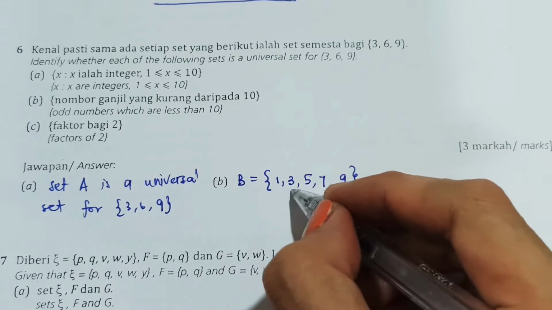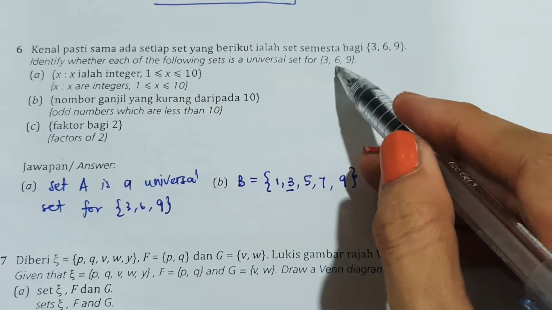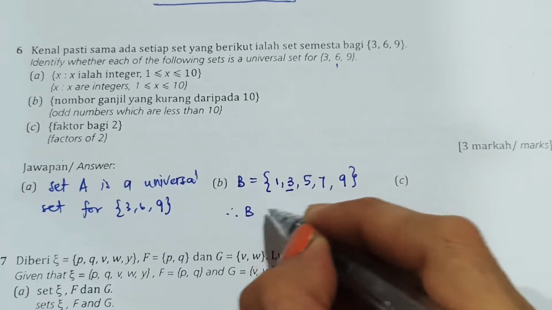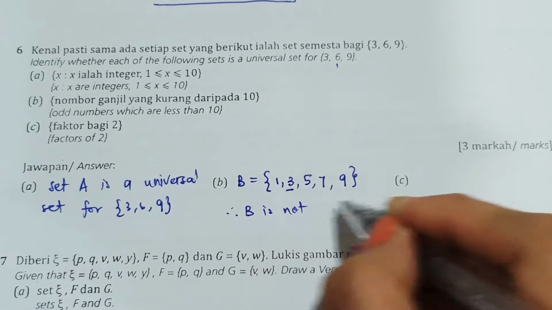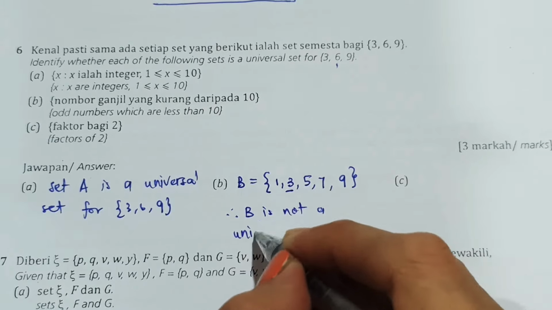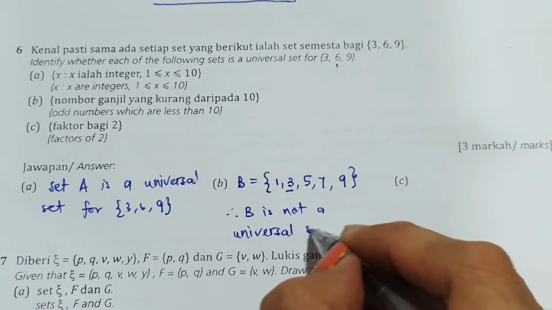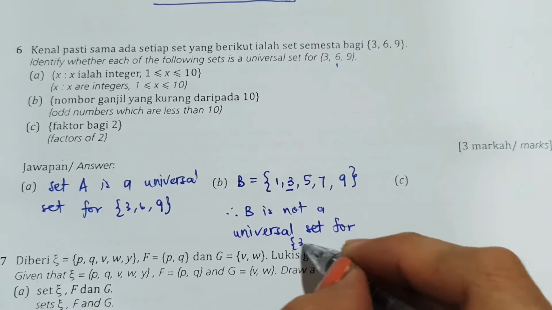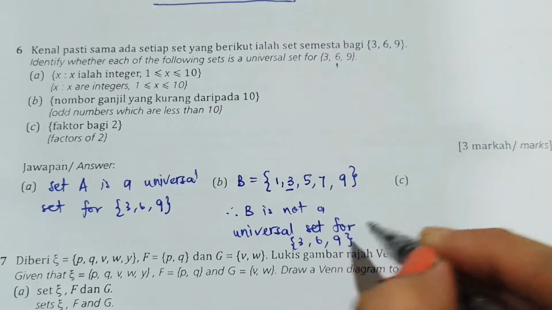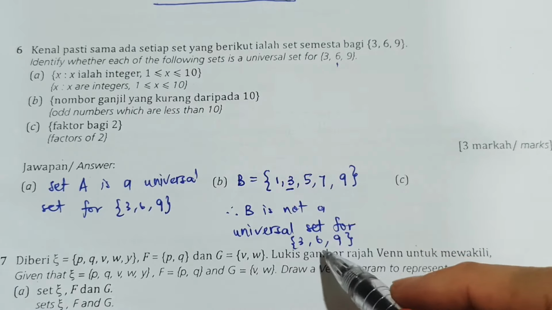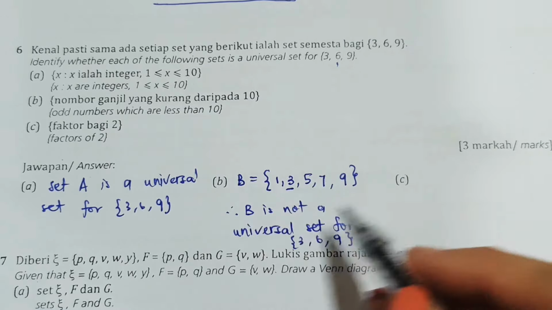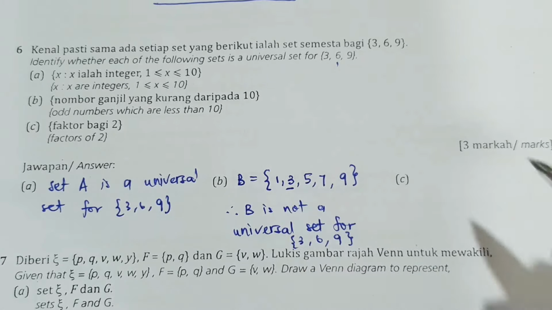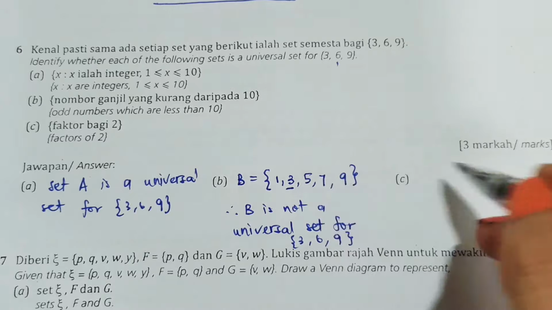Is 3 in here? Yes. Is 6 in here? No. Therefore, B is not a universal set for 3, 6, 9. Because if this is universal to 3, 6, 9, this will be everything to 3, 6, 9. 3, 6, 9 must be in the B. So it's not because 6 is not here.